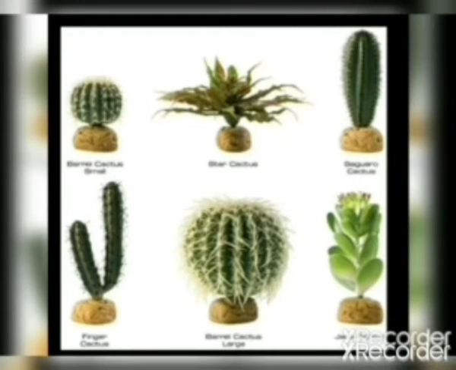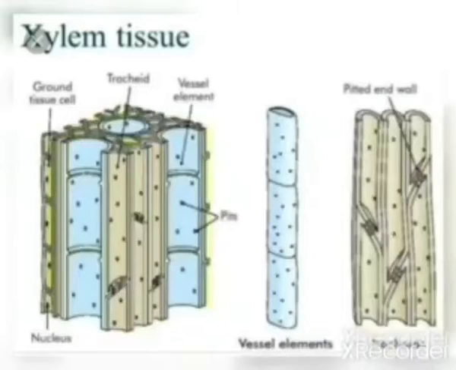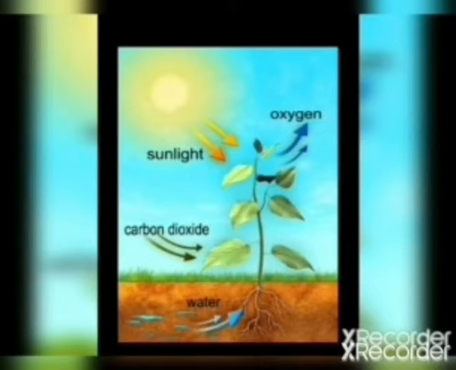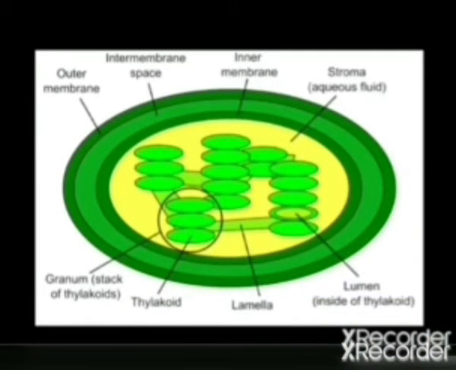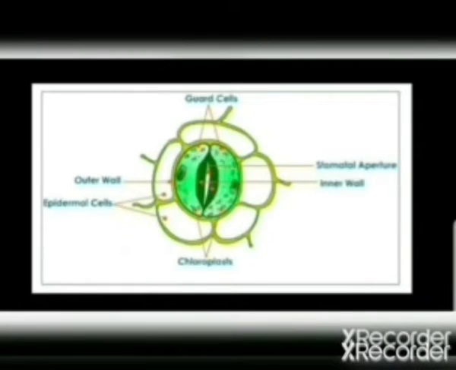Raw materials of photosynthesis: water comes from the soil through the xylem tissue in roots and stem. Carbon dioxide comes into the leaves through stomata. What are chloroplasts? The green dot-like cell organelles which contain chlorophyll are called chloroplasts. Next, what are stomata? The tiny pores present on the surface of the leaves are called stomata.